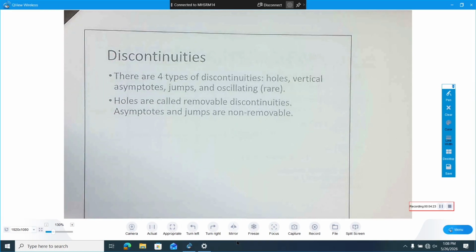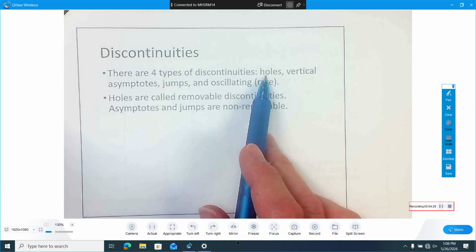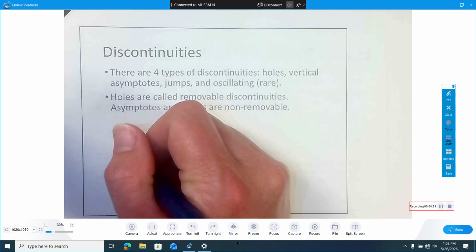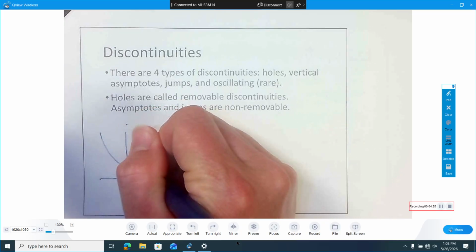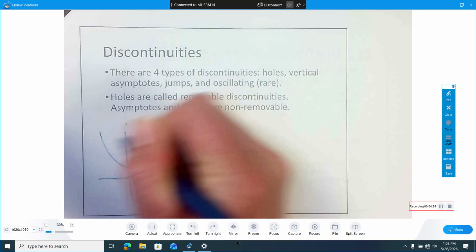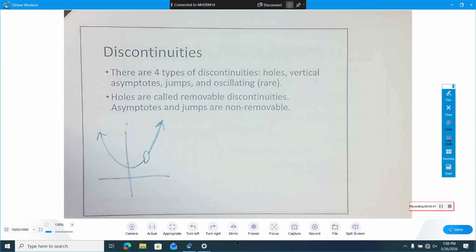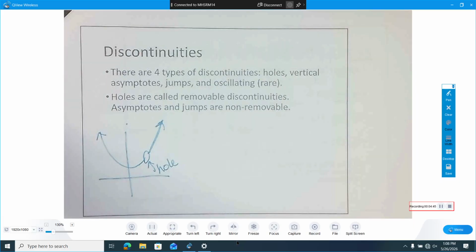So discontinuities. There are 4 types of discontinuities. One we already saw, so we can draw an example of that. Maybe something like this. There's a hole, and then the function continues. This is an example of a hole. There's a hole in the function. It's got a little gap. So that is a discontinuity.